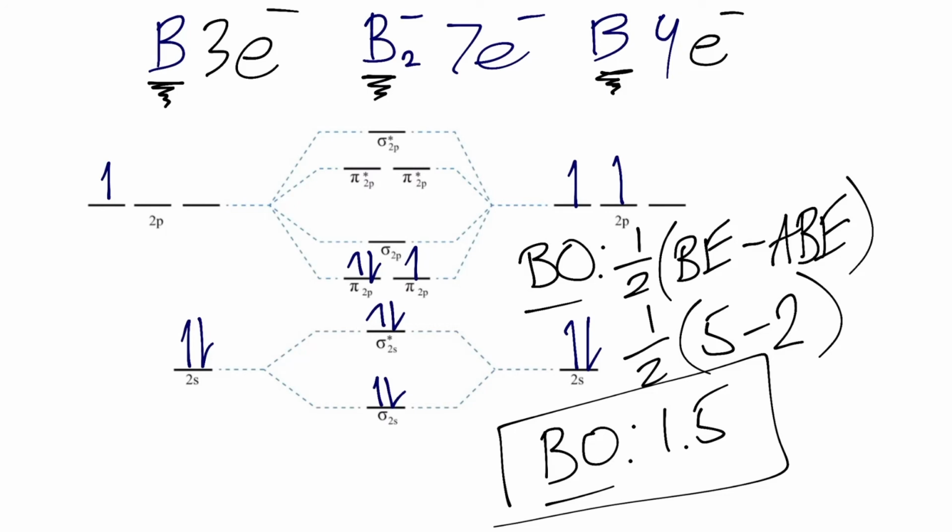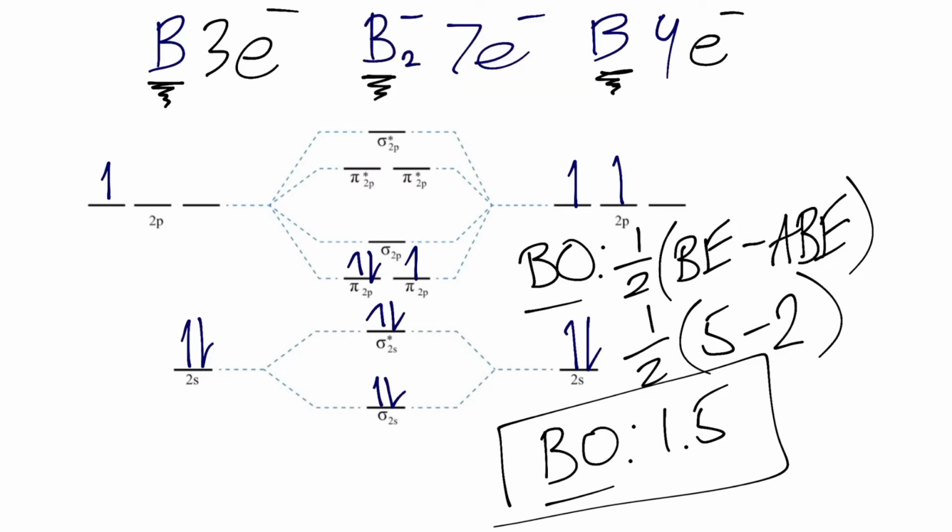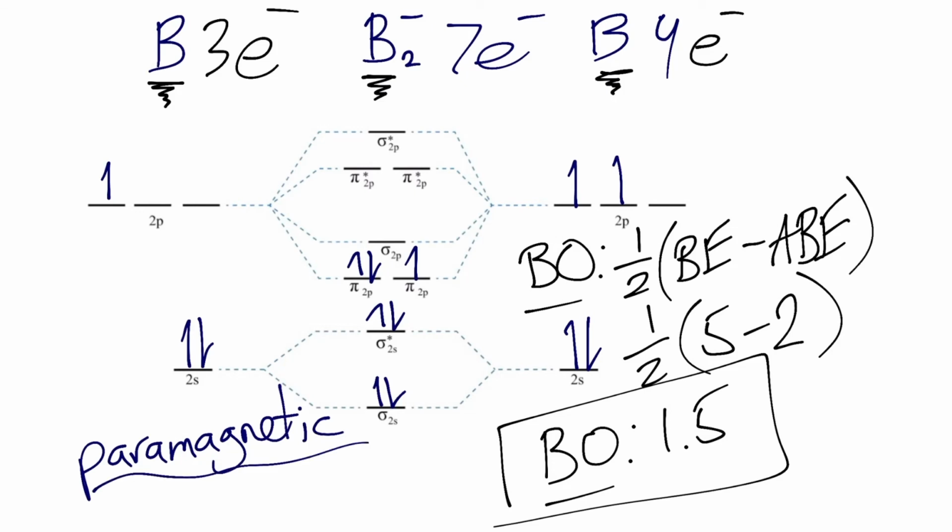So finally, is the B2- molecule paramagnetic or is it diamagnetic? Because B2- has an unpaired electron present in this pi 2p molecular orbital, this tells us that B2- is paramagnetic. And paramagnetism pretty much means that B2- will be weakly attracted to an external magnetic field.